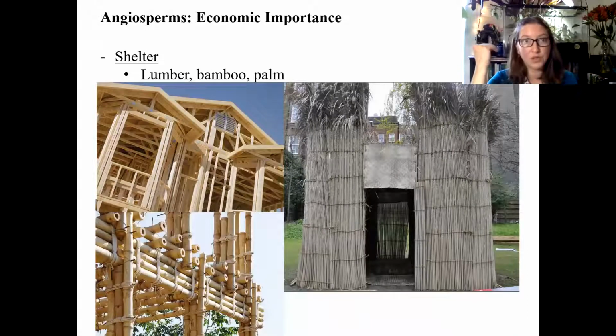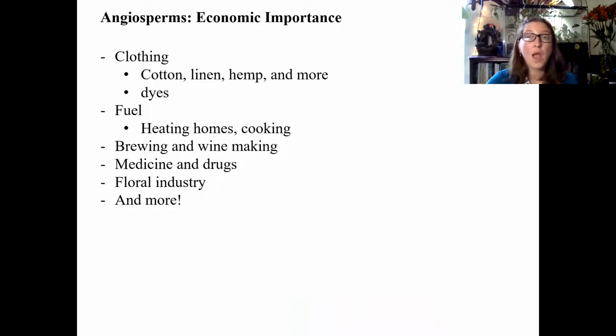We also use angiosperms for shelter, both the kind of traditional shelters, but also more modern day shelters still use angiosperm wood. A lot of our clothing, if it is coming from a plant product, is coming from an angiosperm, in that it's cotton, linen, hemp, etc. We also use angiosperm flowers and other plant parts to make dyes that we use to dye our clothing.